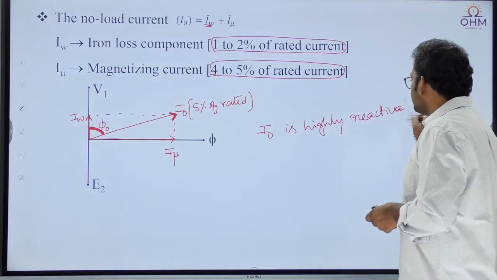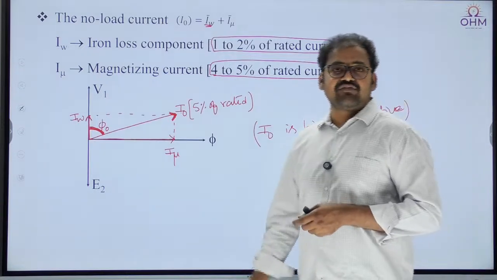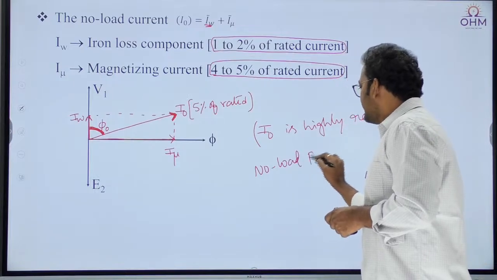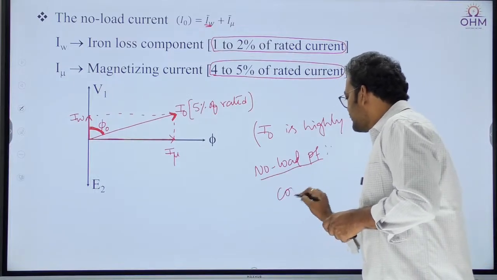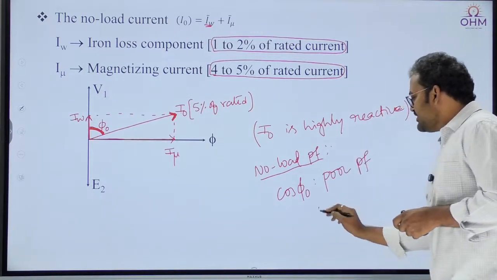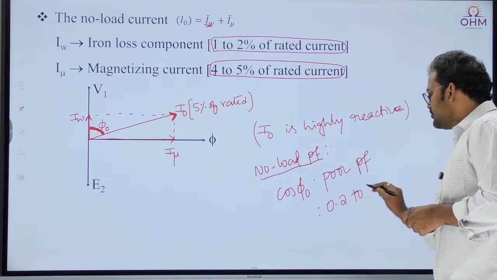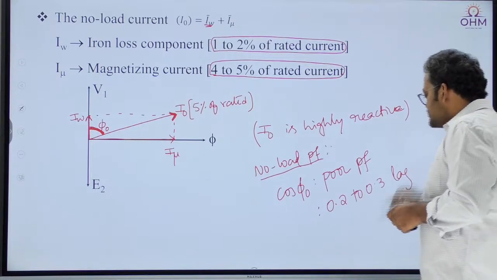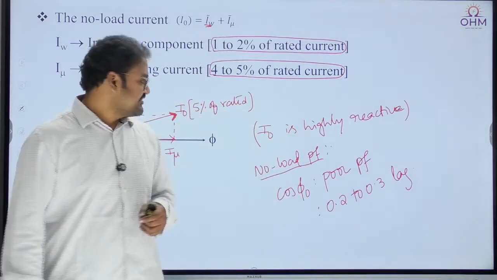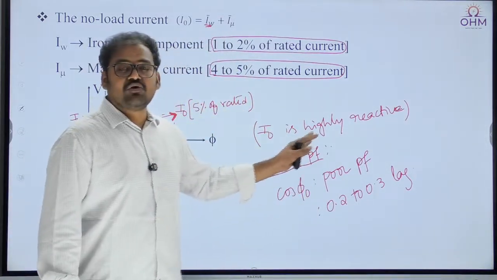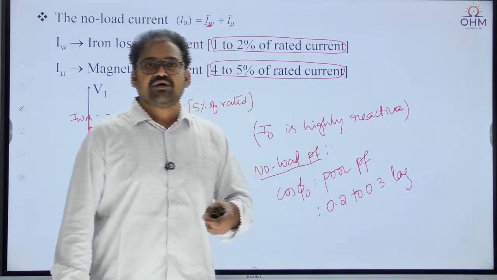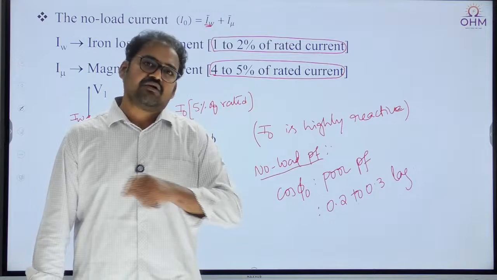As it is highly reactive, will the no load power factor be a poor power factor or a better one? Very poor. The no load power factor cos phi naught is a poor power factor, usually in the range of 0.2 to 0.3 lagging. Any power factor less than 0.5 is considered poor in a power system. Why is the no load power factor so poor? Because the no load current is dominated by the reactive component rather than the active component.